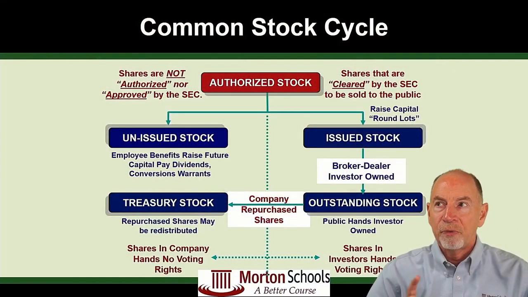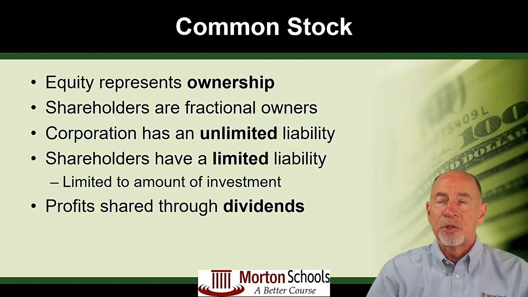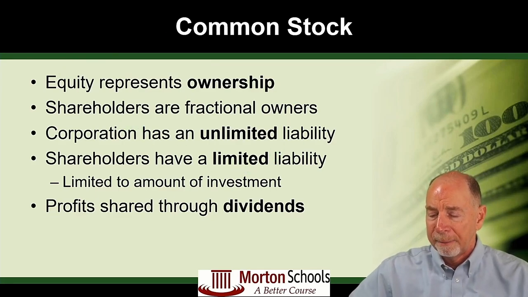But for the stocks, for the equities, they're going to do that through that primary market, that issuer market. And remember that it's only the shares that are in the hands of the public, the outstanding shares, that have voting rights. Now, let's talk about a few more details here that have to do with stocks. Remember, stocks, as we just talked about, represent ownership in the company. The shareholders are fractional owners of that company.